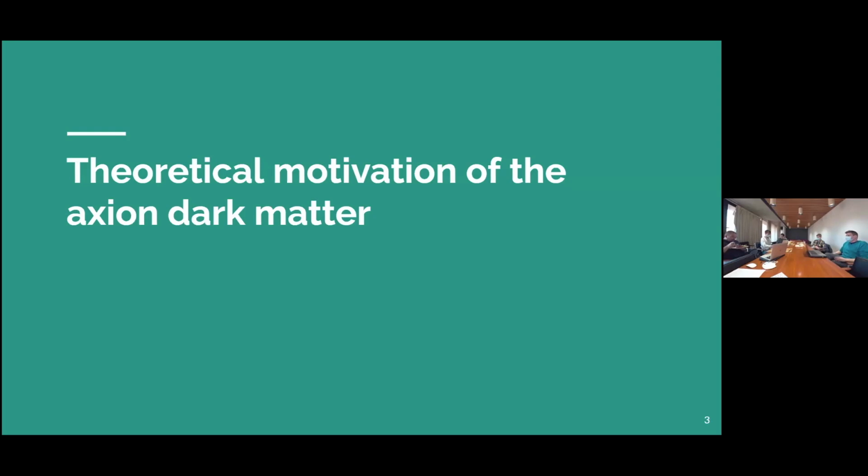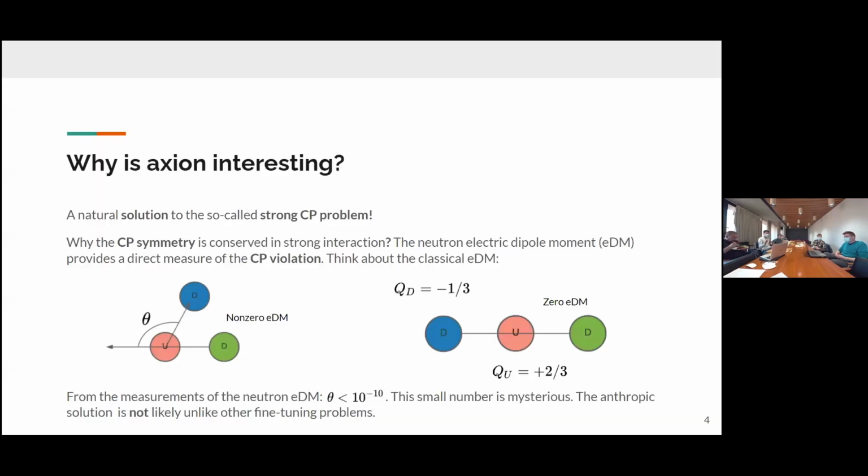So first, it's about the theoretical motivation of the axion dark matter. Axion was originally proposed to solve the so-called strong CP problem, namely why the CP symmetry is conserved in strong interaction, and there is no reason for that. We have a good measure for that CP symmetry, which is the neutron electric dipole moment. If this neutron electric dipole moment is 0, then CP is exact in strong interaction. If it's non-zero, then it's violated, and we can measure it.